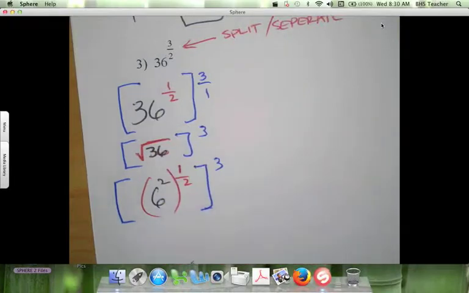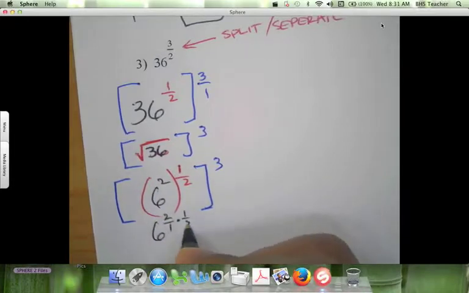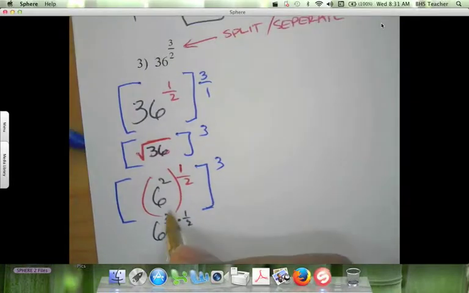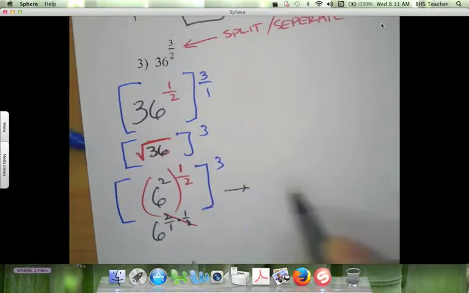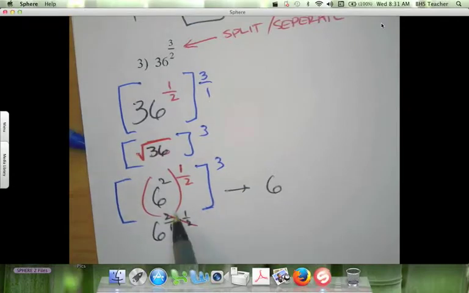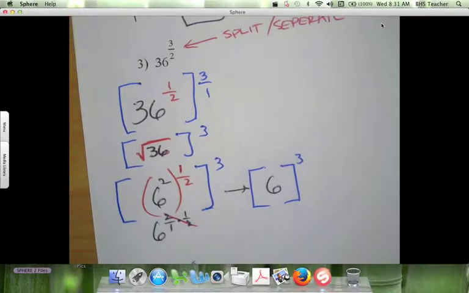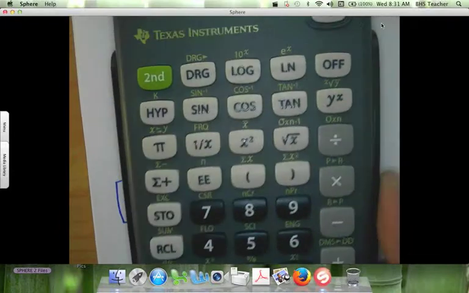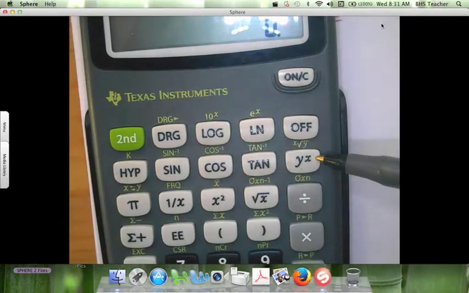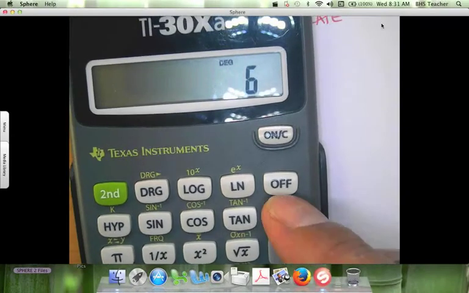These two divide out. This 2, right? The power rule. 2 over 1 times 1 over 2. They divide out. You're left with 6 on the inside. 6 to the power 1, you're only left with 6. 6 is the answer on the inside. And then that to the power of 3. 6 to the power of 3. We can do that on our calculator as well. We learned that. That is this button here. 6 to the power of 3, 216.